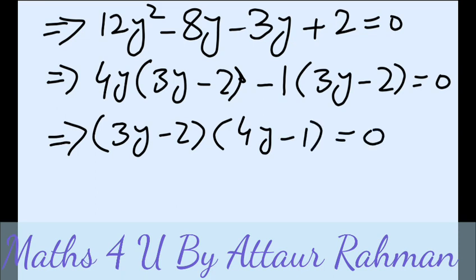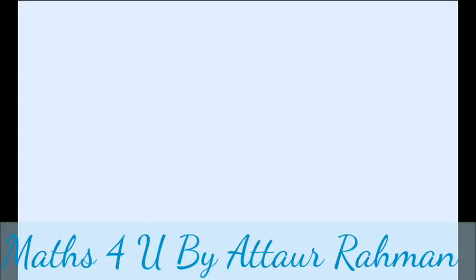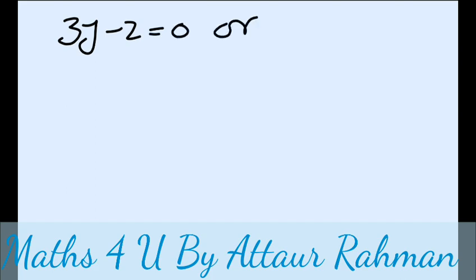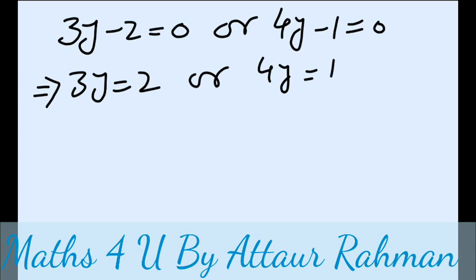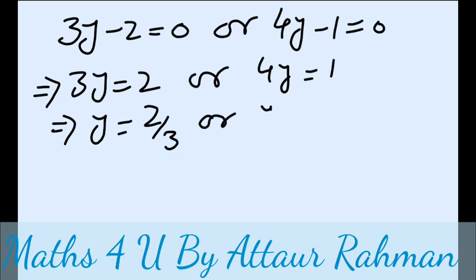And we are aware of the zero product property. That is, whenever the product of two terms is 0, then either the first is equal to 0 or the second is equal to 0. So here in this case we have either 3y minus 2 is equal to 0 or 4y minus 1 is equal to 0. So these are nothing but the linear equations which we have learned in the first lecture. That is, we will transfer the constant term from left to right, and then we will isolate the variable by dividing the whole equation by the coefficient of the variable. Thus we have values of y as 2 over 3 and 1 over 4.